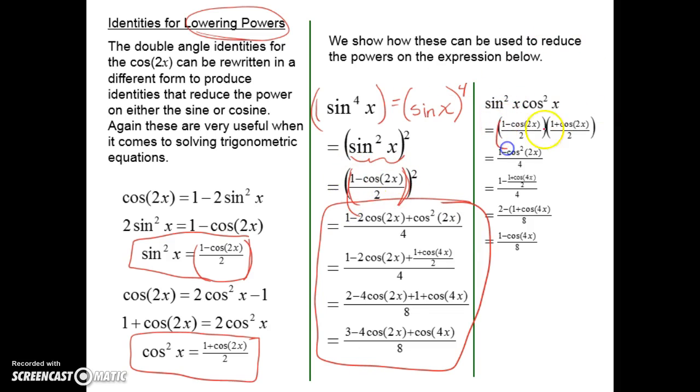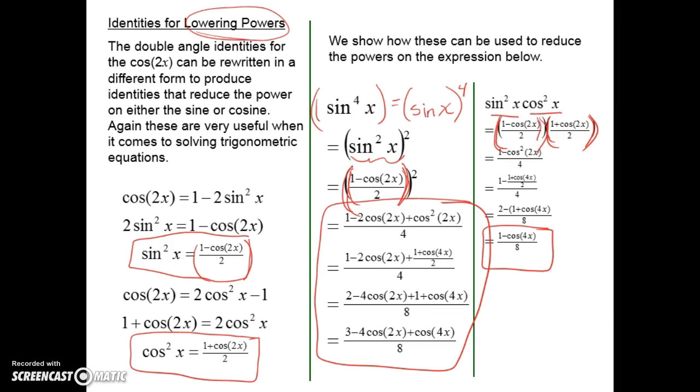We could do the same thing here. We can lower the power on sine squared and cosine squared being multiplied together. This is something that we will do quite a bit in calculus. It's just something that I want you to see here. I don't have any of this on your homework. It doesn't mean that I don't want you to know it. Those power reducing formulas are there, and we will be using them next year for certain.